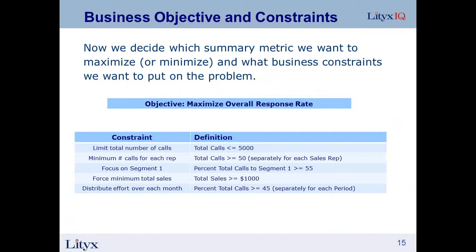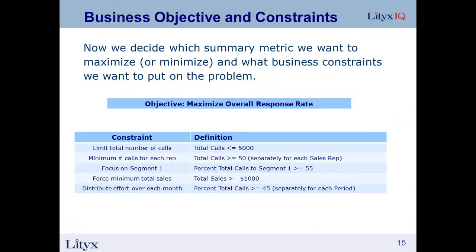But to go along with that, there may be some business constraints that we want the solution to keep in mind or adhere to as it makes those optimal decisions. You see a list of 5 potential constraints here, so I'll walk through some of the ideas behind them. For example, we might have an overall effort constraint that says we can't make more than 5,000 calls over this 2-month period. So we will limit the total number of calls we can make to fewer than 5,000.